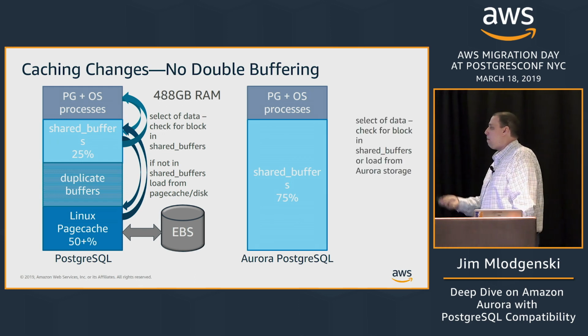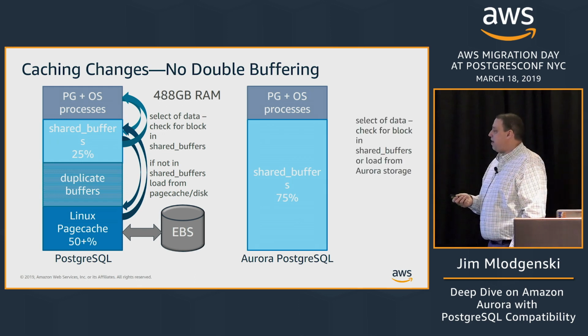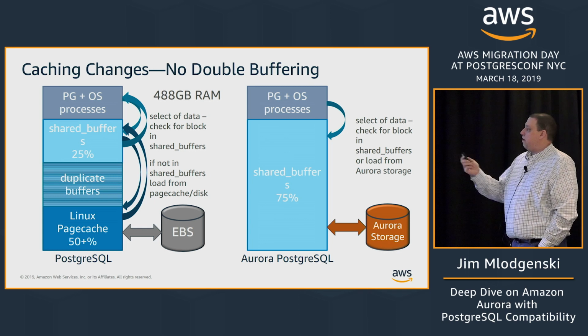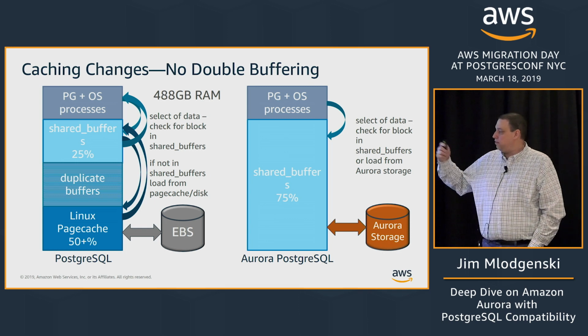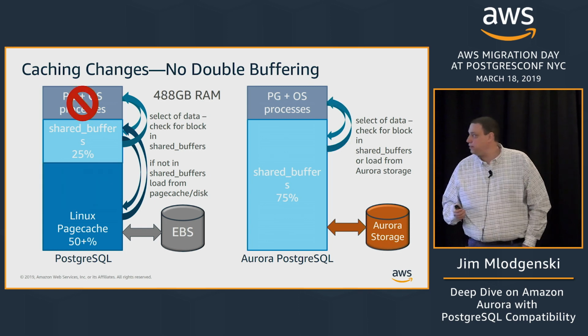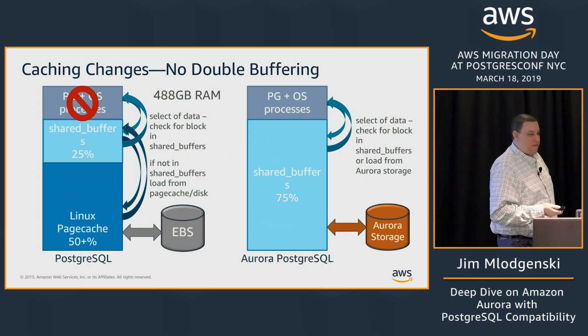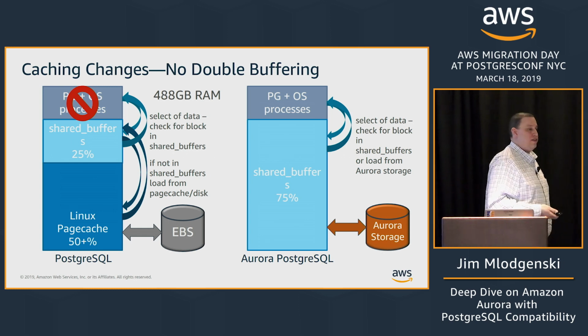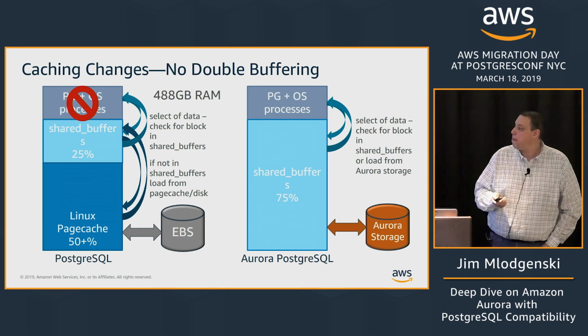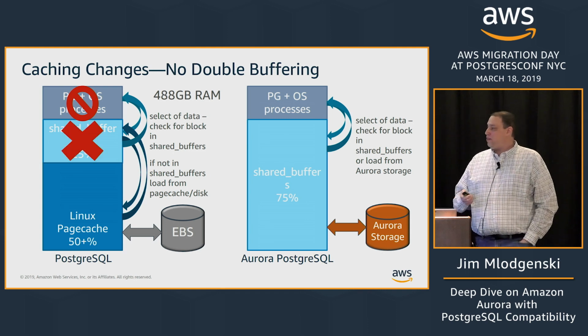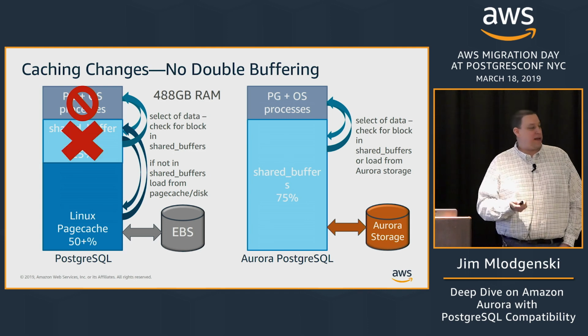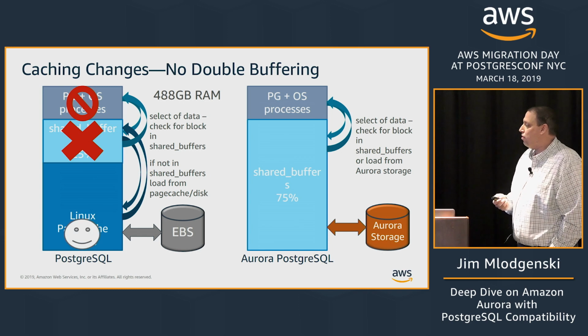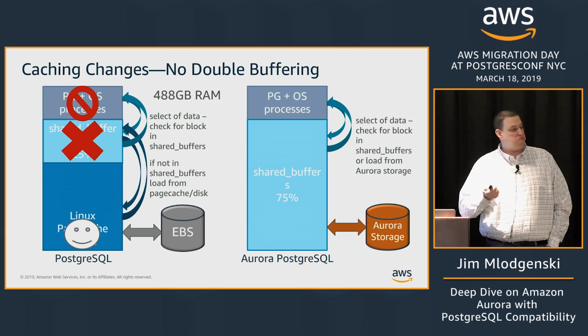But one of the advantages of having that Linux page cache is, in the event that you have to restart Postgres because you changed your max connections, it doesn't get rid of that Linux page cache. Things are still in cache. So when you start that back up again, you still have a pretty warm cache.